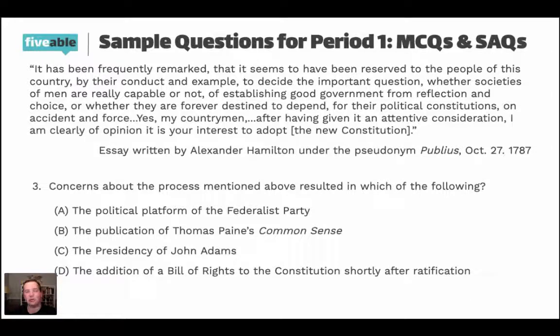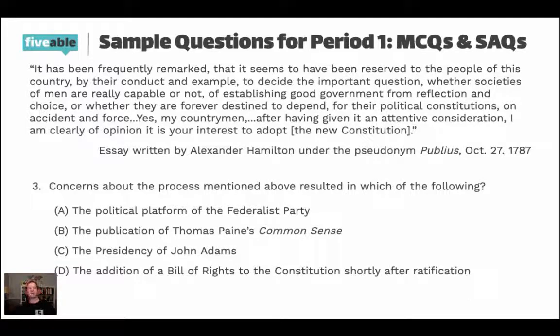Remember, we want to look at that question, slow down, make sure we understand it fully. It says concerns about the process mentioned above, as in people that are a little bit suspicious and a little bit concerned with the Constitution. Our options here are A, platform of the Federalist Party, B, Common Sense, C, John Adams, or D, the addition of the Bill of Rights.